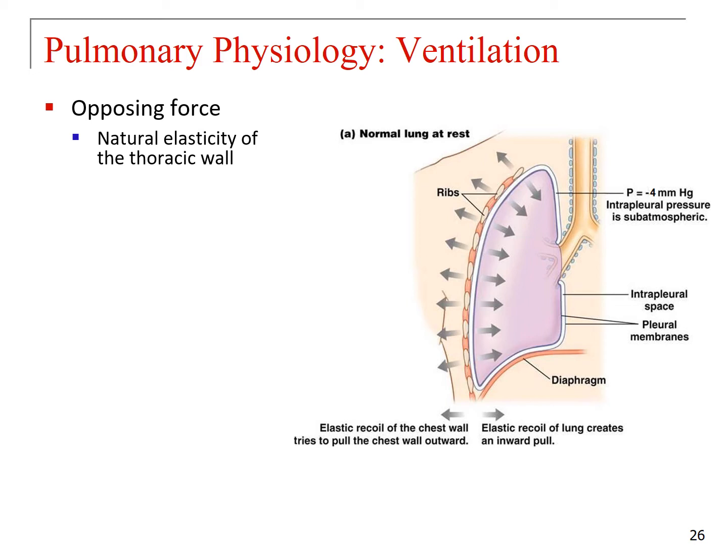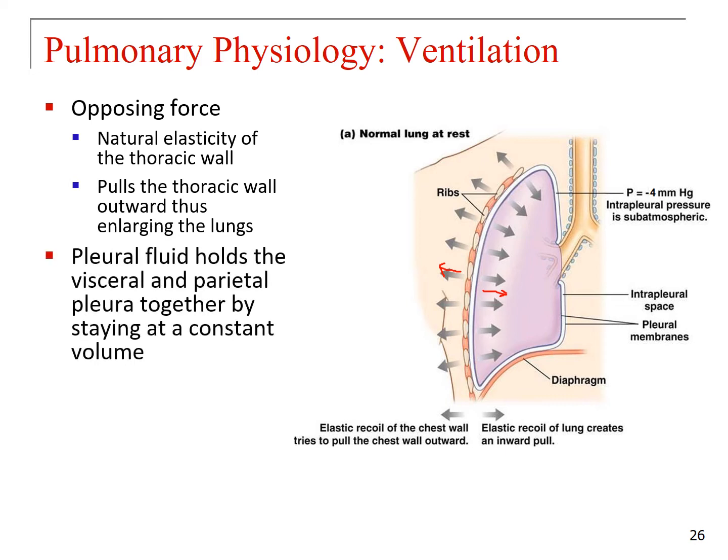Okay, so a force that opposes the elastic recoil of the lungs is actually the elasticity of the thoracic wall. So you can see here that the lungs themselves, the lung tissue, will try to make the lungs smaller. The elasticity of the thoracic wall will try to make the whole thing larger. So the elasticity of the thoracic wall pulls it outward and enlarges the lungs. Now the pleural fluid actually holds the visceral and parietal pleura together by staying at a constant volume.